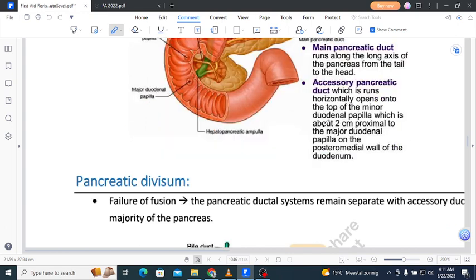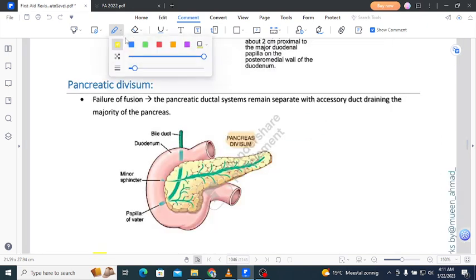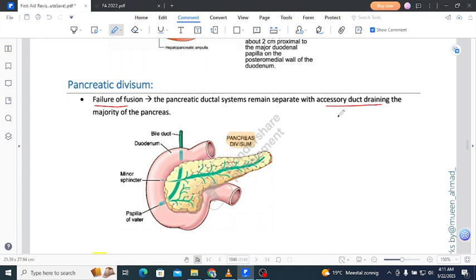Now let's move forward to the next point. What is pancreatic divisum? We have seen that. Let's see that once again. Pancreatic divisum is the failure of fusion of the ventral and dorsal pancreatic buds. The pancreatic ductal system remains separate, with the accessory duct draining the majority of the pancreas. So the accessory duct will be draining the majority of the pancreas when the ventral and dorsal pancreatic ducts have not fused with each other. The ventral duct and ventral bud are present like this, maybe, but they are not fused together.